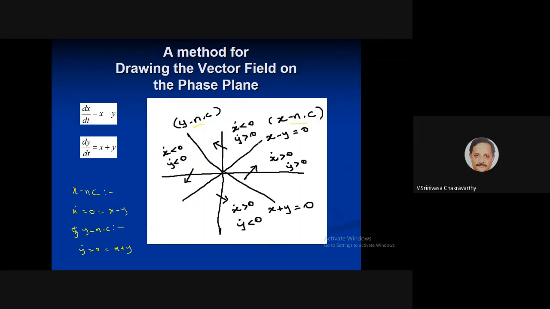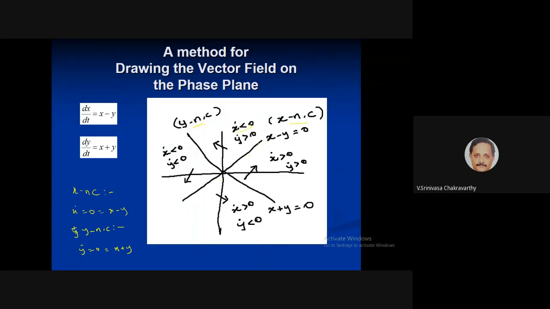Now, if you look at the x-null plane, x minus y is equal to 0. So if you go above the x-null plane, on the x-null plane, x minus y is equal to 0. So if you increase y above this, then this quantity becomes negative, which means x dot becomes negative. So if I go above this line, x dot is negative. We'll write this down here: x dot is negative above this line.